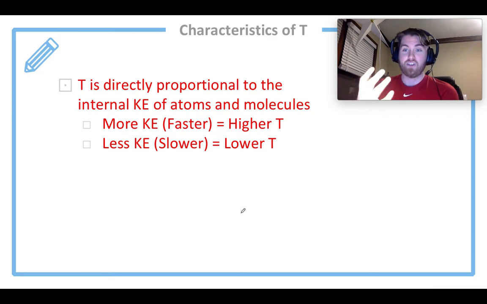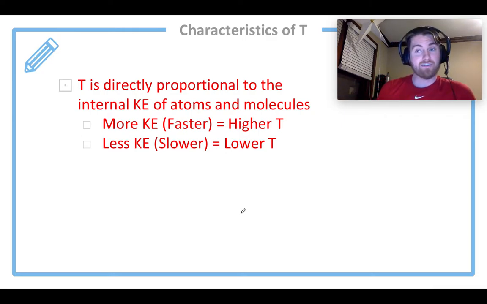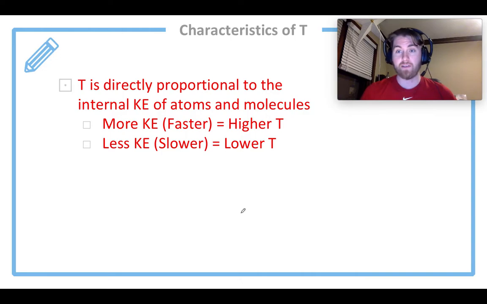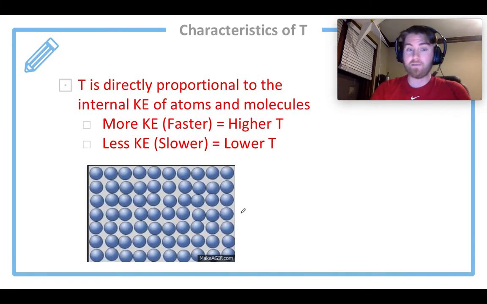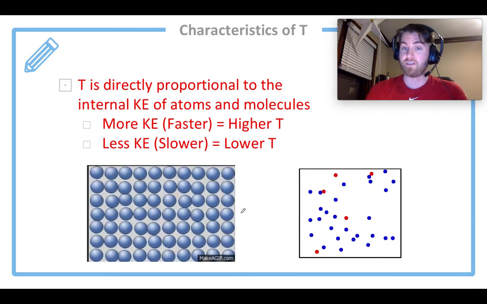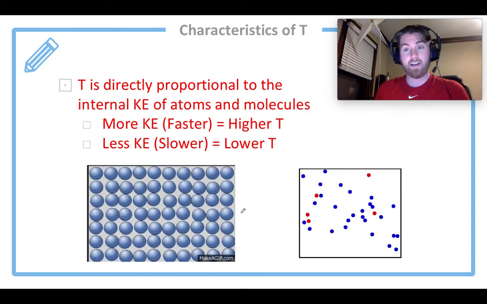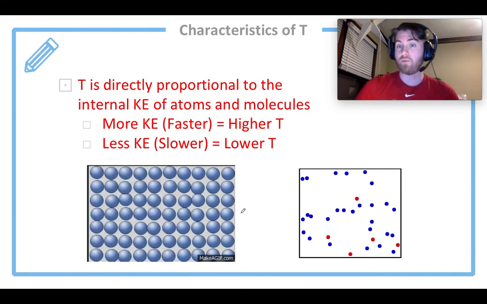Then you have to know immediately that temperature is directly proportional to the kinetic energy of the atoms. More specifically, the more kinetic energy, the higher the temperature. The less kinetic energy, the lower the temperature. So if you have a very low temperature, your atoms are going to be moving slowly, and if you have a very high temperature, then your atoms are going to be moving quicker and quicker.